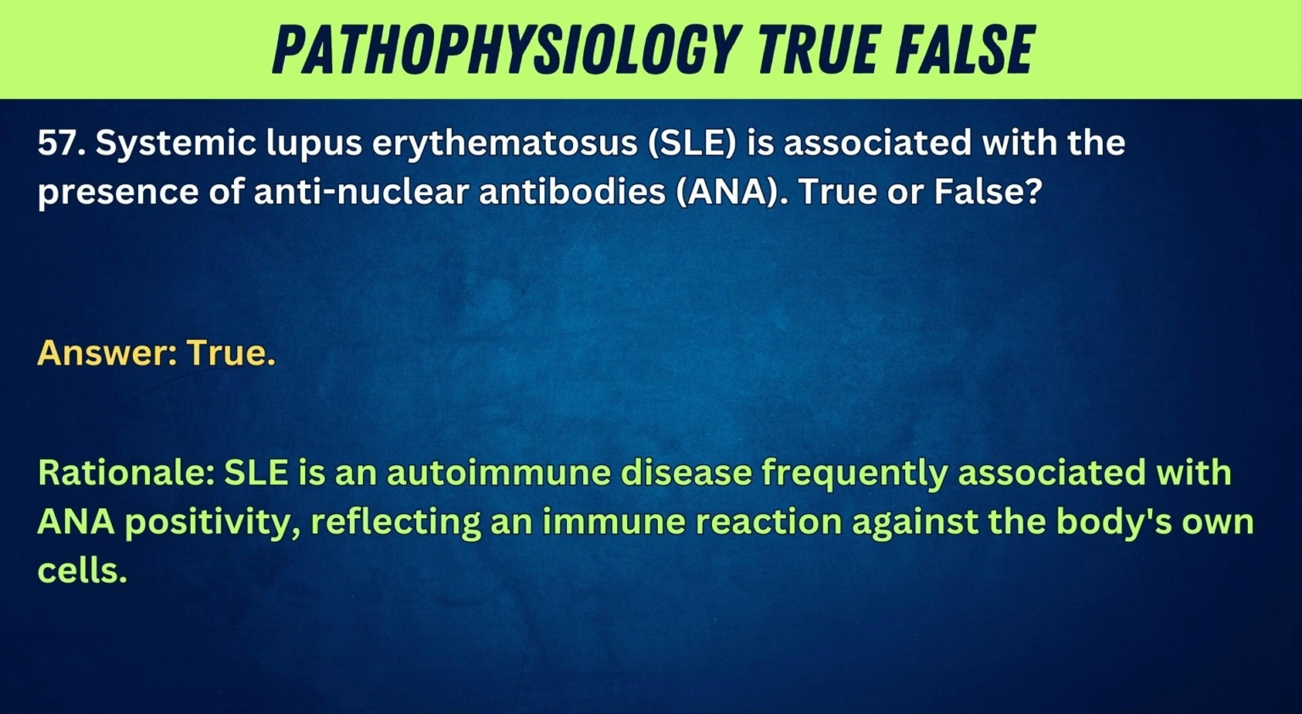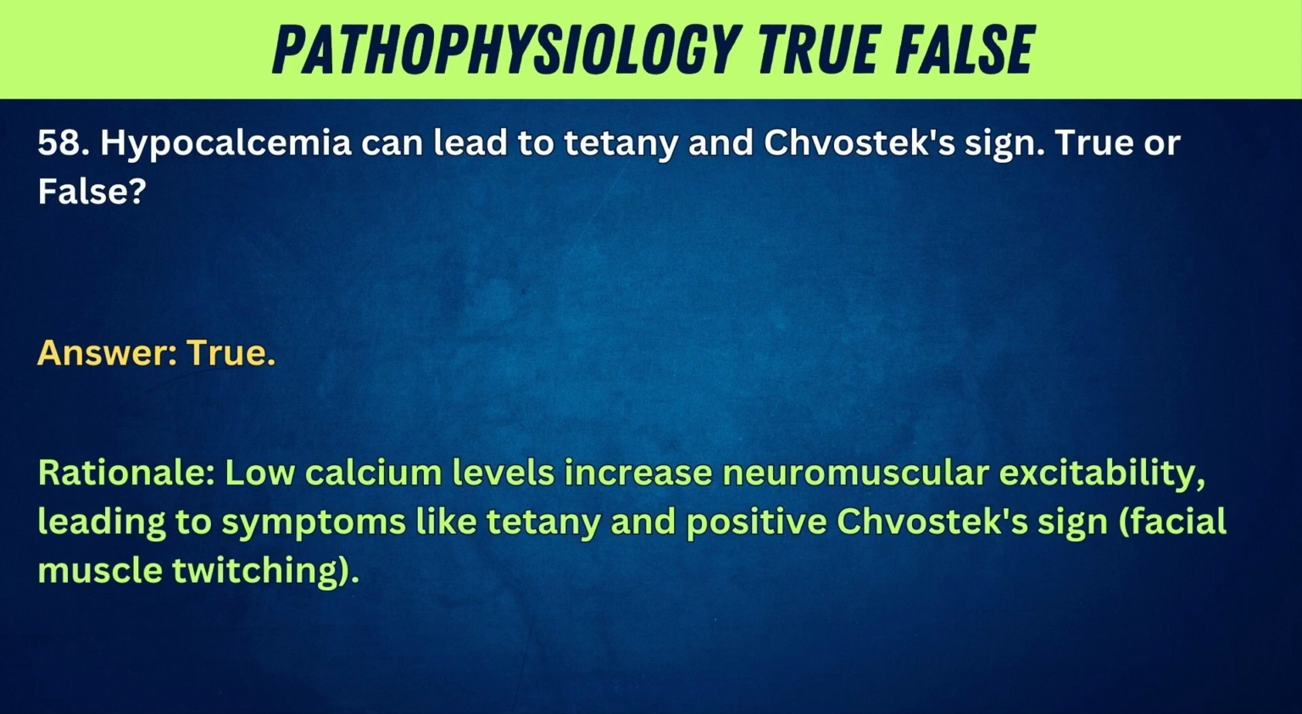True or false? Answer: true. Rationale: SLE is an autoimmune disease frequently associated with ANA positivity, reflecting an immune reaction against the body's own cells. 58. Hypocalcemia can lead to tetany and Chvostek's sign.